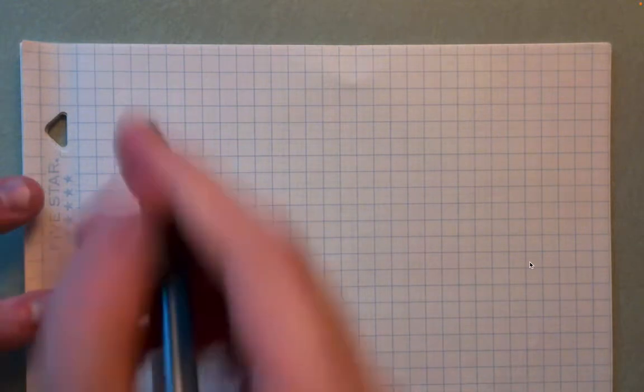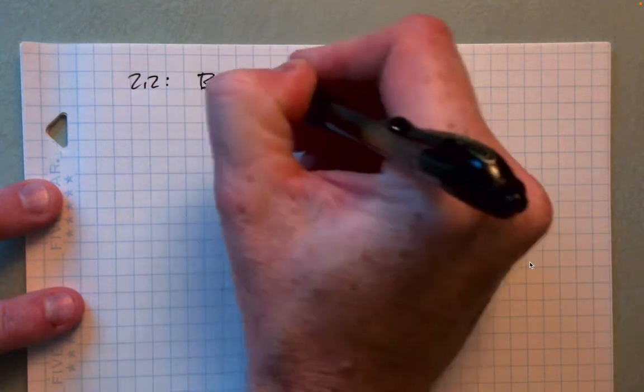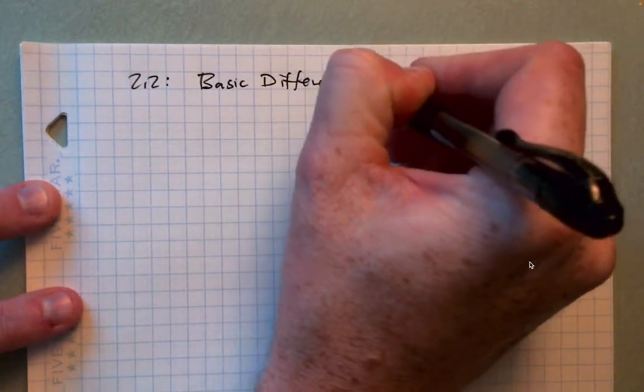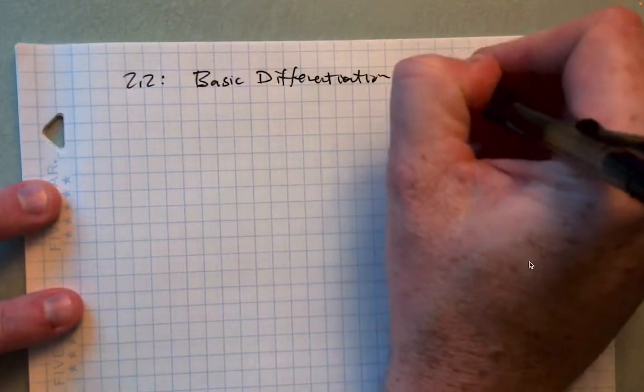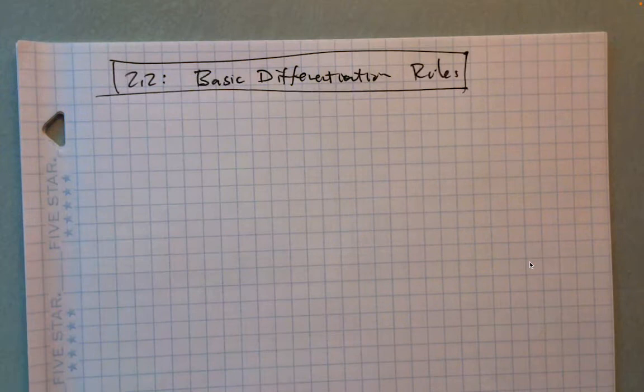So we'll call this 2.2, Basic Differentiation. And I think I'll put on the end here Rules, because that's going to be kind of the focus of this section. So what are the differentiation rules that I can use to identify derivatives?